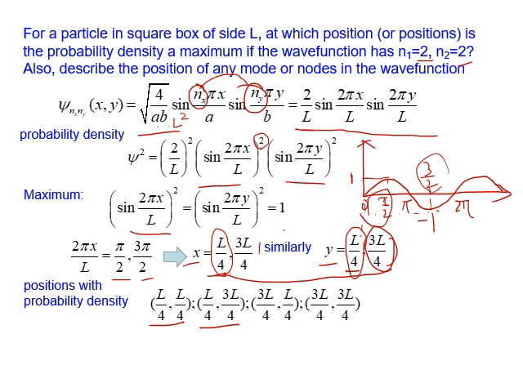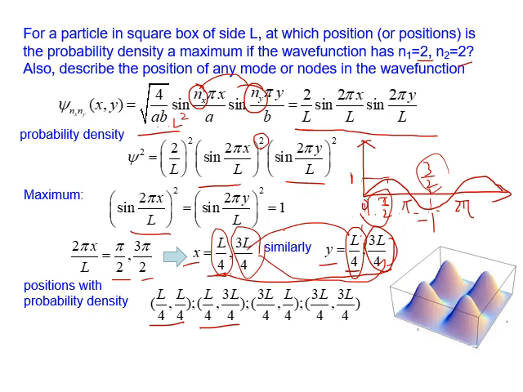Okay, and then this can combine with this one, and this one can combine with this one. So you have 4 possibilities. So how does it look? This is the probability of the wave function. So let's say this is x, and this is y, with L here and L here.